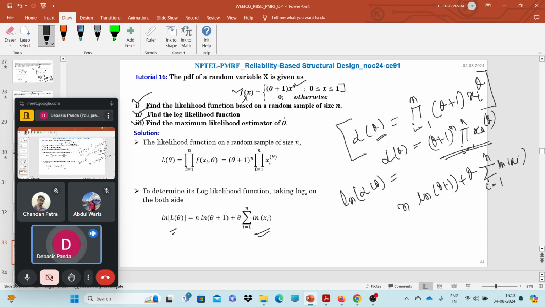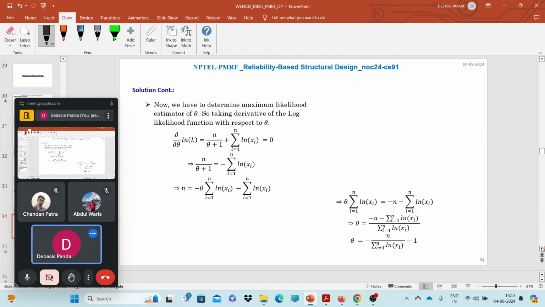Now one more problem is there: find the maximum likelihood estimate of theta. We have found the likelihood function and the log likelihood function. Now how can we find the maximum likelihood estimate of theta? What do we need to do? We need to differentiate this log likelihood function with respect to the unknown parameter and equate it to zero to get the maximum likelihood estimator of theta. So let's quickly solve it. That will give us the best estimate of theta.